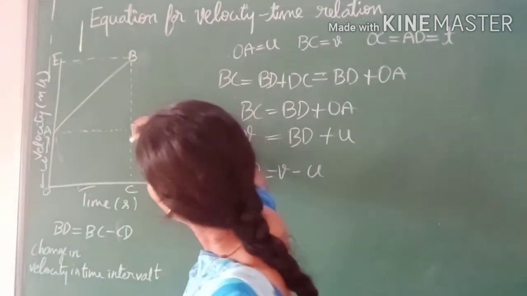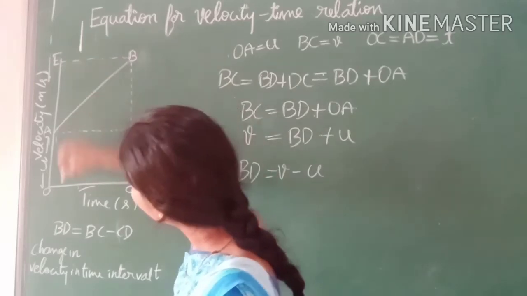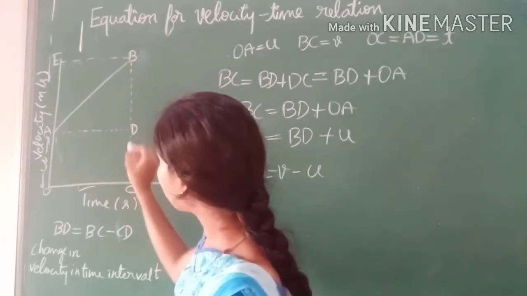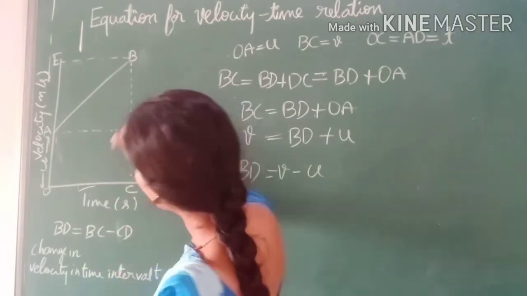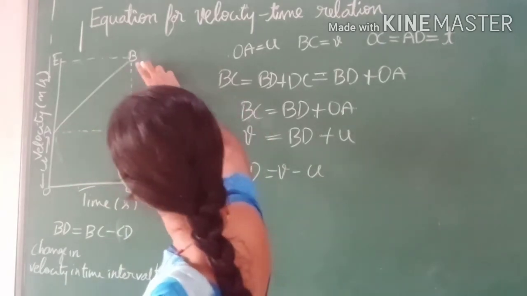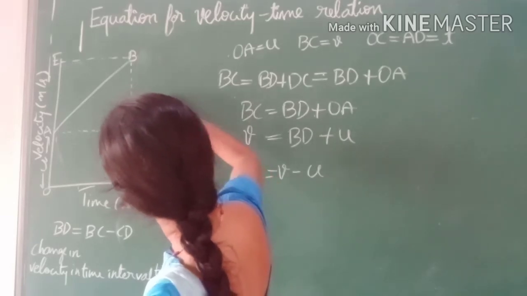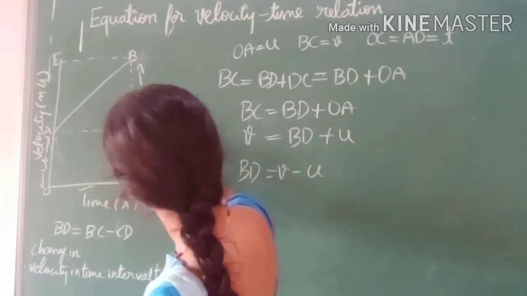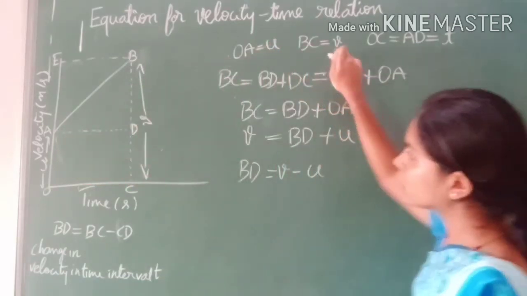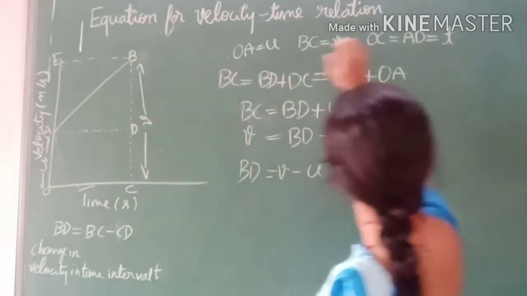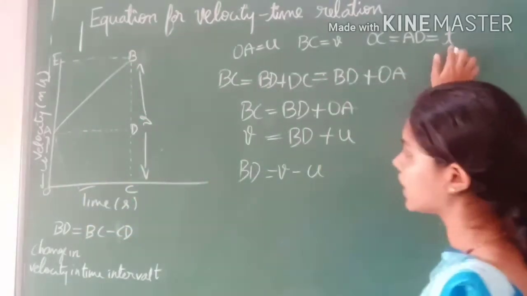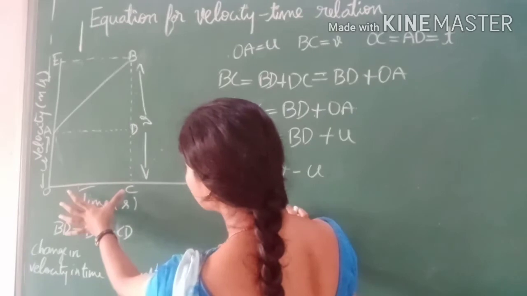So I have drawn BC parallel to OE, the y axis, and AD parallel to OC. So OA is equal to OC, that is u, and BC is the final velocity, that is v, from here to here. OA is equal to u and BC is equal to v. BC is the final velocity of the object. Then OC is equal to AD, that is time t.